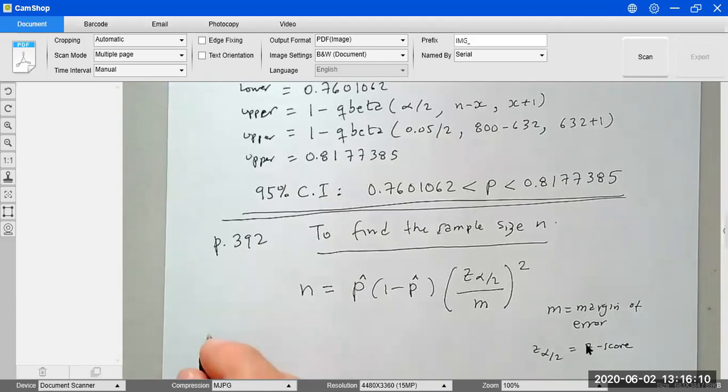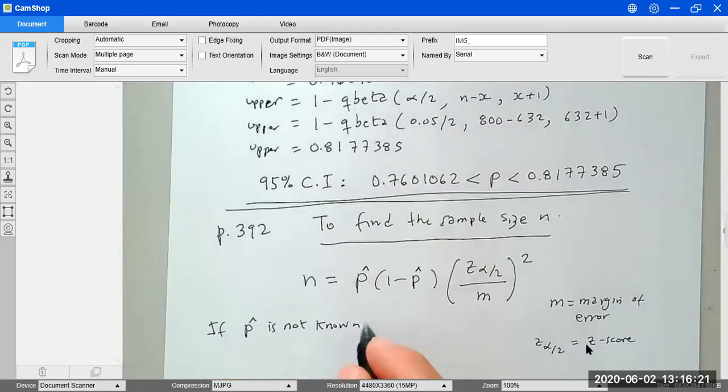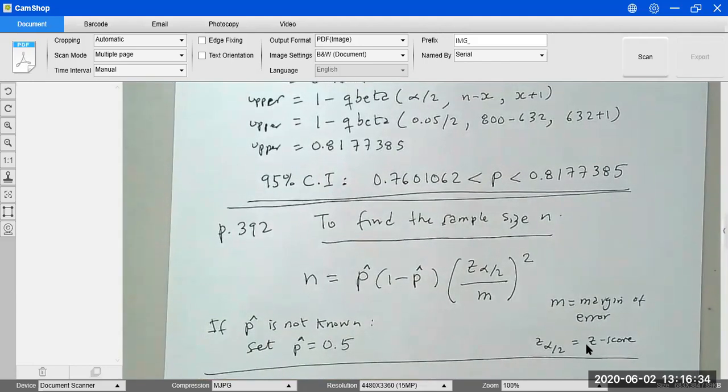Now, if p hat is not known, then you're going to set p hat equals 0.5. That's the worst case scenario. Okay, so this is the information that we're going to use. Now we're going to solve a couple of problems. So we're going to solve now example 8.15, which is on page 393.